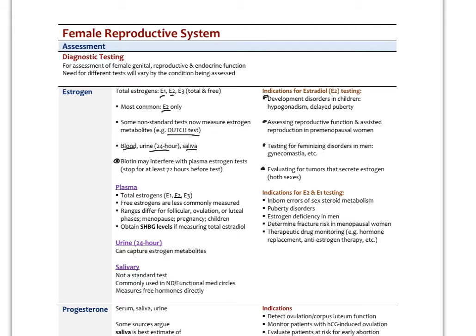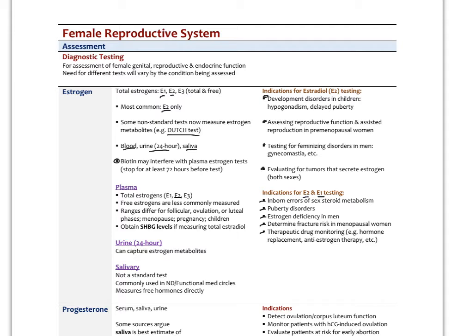Sometimes we need to measure both estradiol and estrone, E1, and that would be for the following reasons. So any inborn errors of sex steroid metabolism, any disorders of puberty, again, estrogen deficiency, in this case in men, determination of fracture risk in menopausal women, because remember, E1 is your primary estrogen after menopause, and then for any therapeutic drug monitoring if a woman's on hormone replacement or anti-androgen therapy. All right, so those are some of the indications for why we would test for E2 and E1.